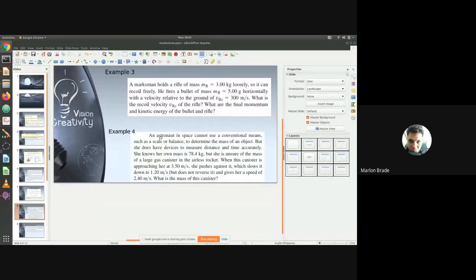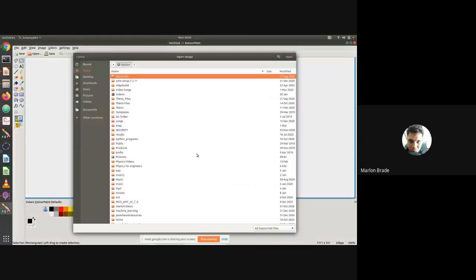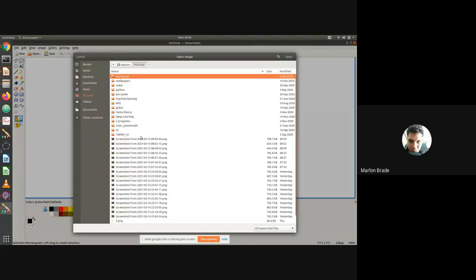Dayon nagbangga sila, ayon gi-push. Pag human sa push, ang canister is nag-move na lang to 1.20 meter per second. Same direction. Pero siya nag-move siya og 2.50 meter per second. Okay, what is the mass of this canister? So, mao na pangutaan na karon. Pila ang mass sa canister? So, I hope nakasabot mo sa problem.